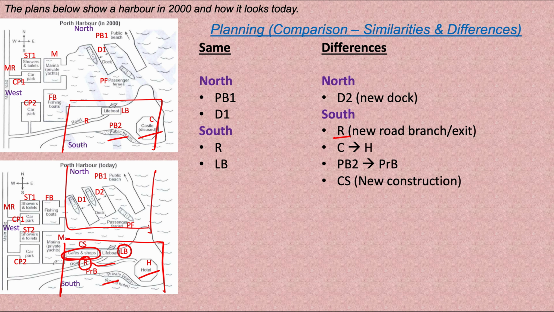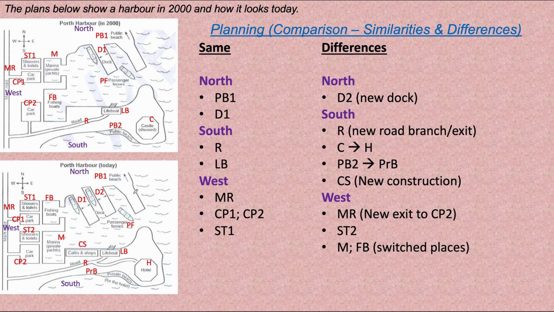We are only left with the west part of the map. In the west, the main road, the two car parks, and these showers and toilets remain the same. The changes are a new exit in the main road, one more location of showers and toilets, and the fishing boats and the marina have changed places. Where the marina used to be, now we have fishing boats, and vice versa.